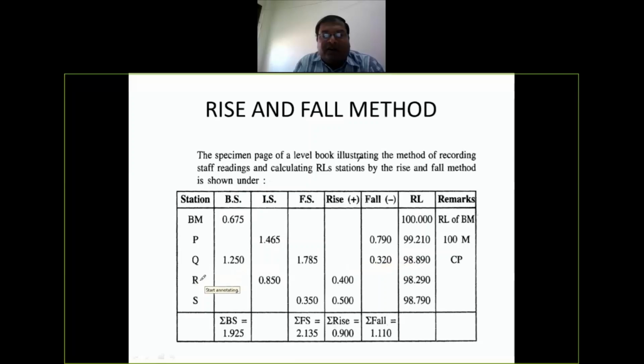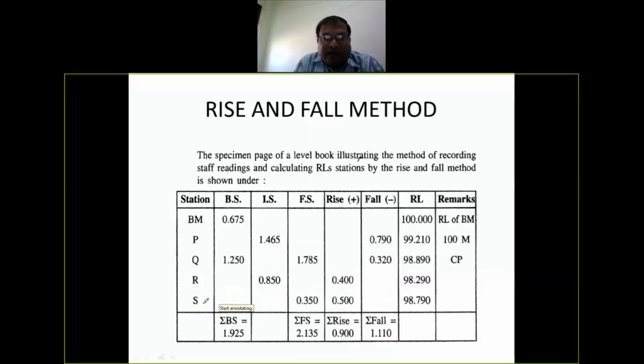Same way, when you calculate the rise or fall value with respect to point Q, you have to start again here. 1.250 minus 0.850. You have to take the difference of these two station points. And that value comes positive, which indicates that there is a hill. And that value you have to put here, because the positive value goes in the rise column.